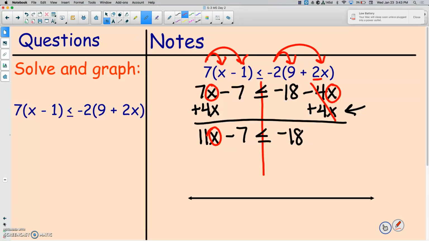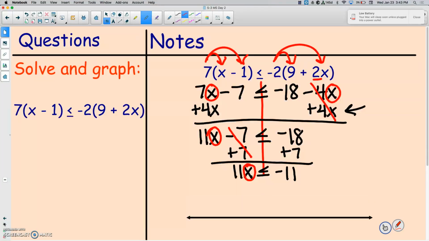Now we have only one variable, 11x. On that side, after the 11x is a minus 7, so I add 7. That's the inverse of subtracting 7. So 11x is less than or equal to negative 11. Negative 18 plus 7 is negative 11.